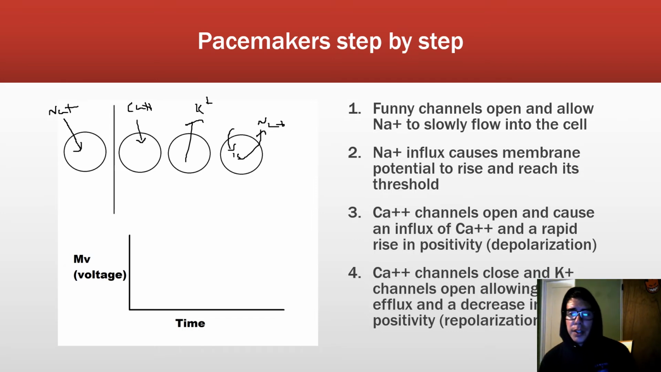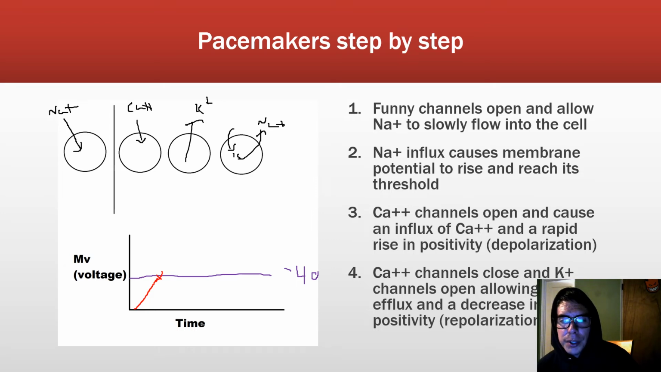Now, to discuss that threshold I was talking about, we're going to look at this little graph over here. This way equals time. This is voltage in millivolts. So if our threshold of negative 40 millivolts is right here, as those funny channels open up and there's a slow influx of sodium, it starts to rise, rises, rises. Once it hits here, which is the threshold, that triggers an action potential.